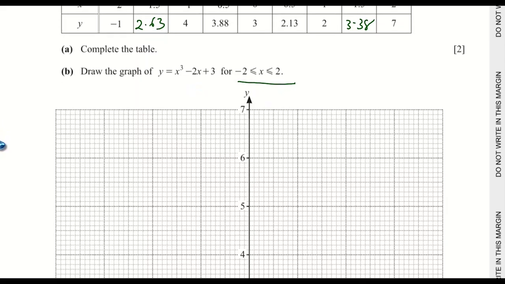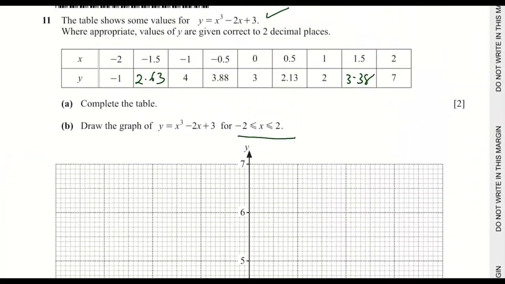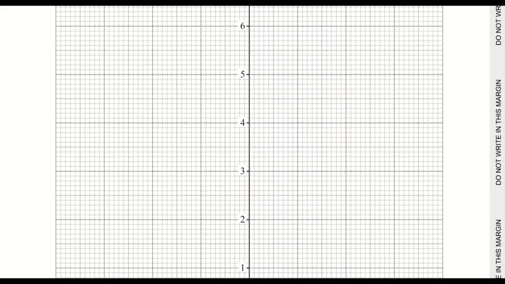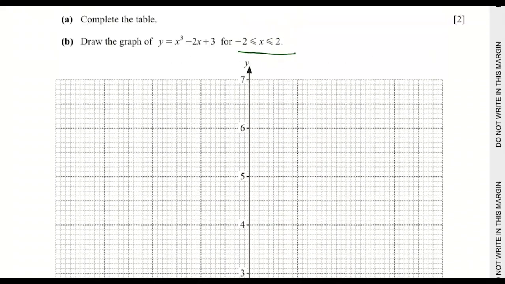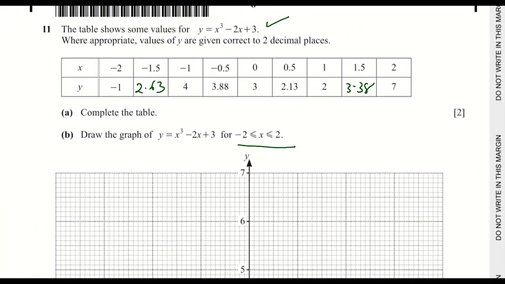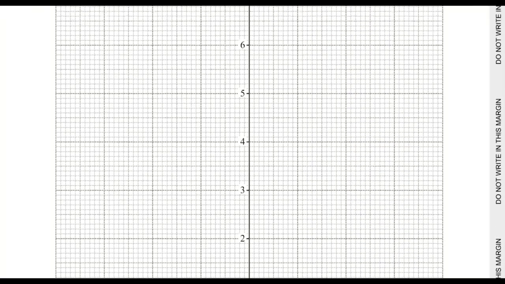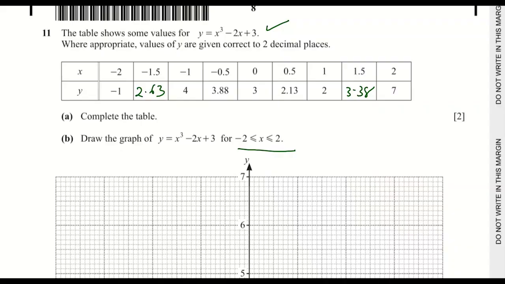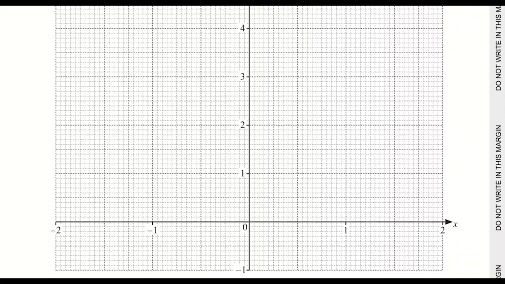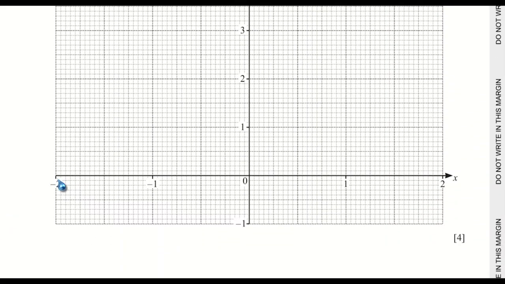So what we need to do is to plot each of these values on the grid. The first one is when x equals negative 2, y equals negative 1. So negative 2, negative 1. The first one is here.